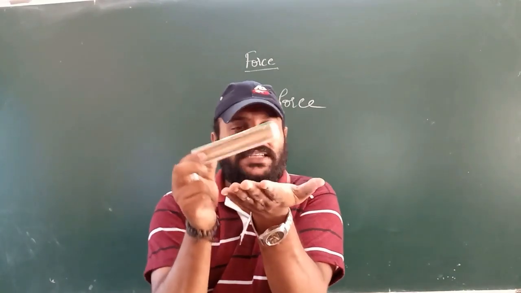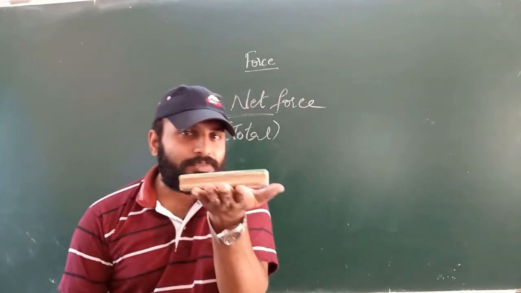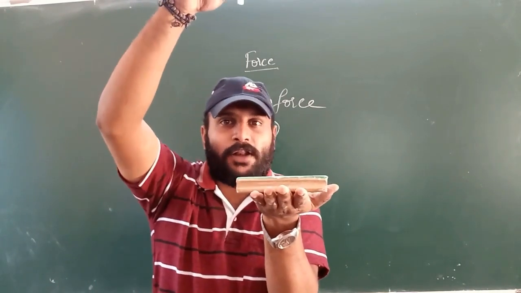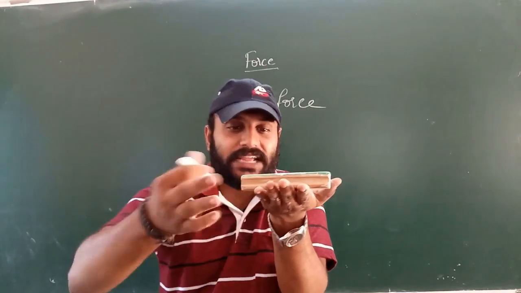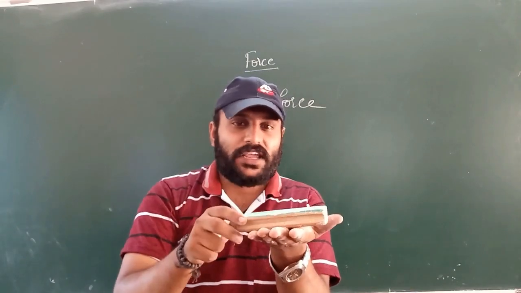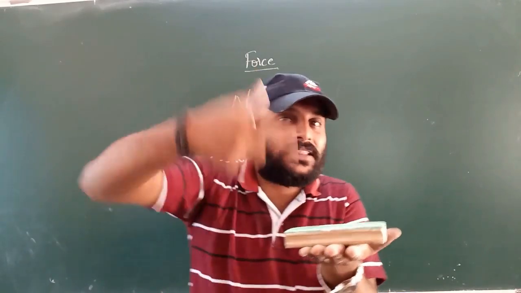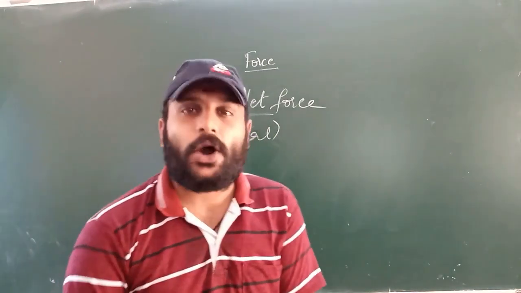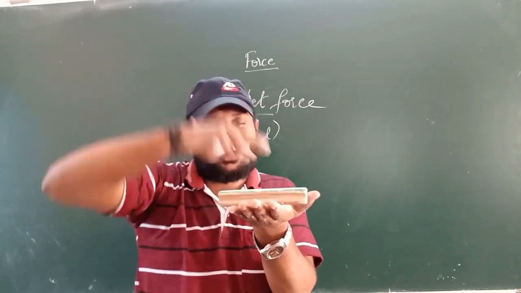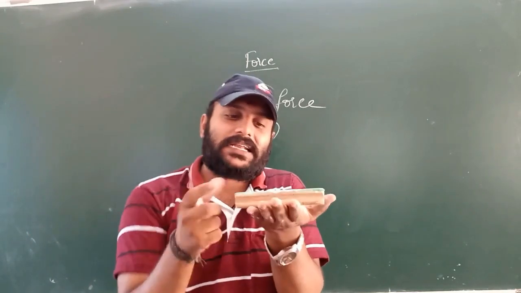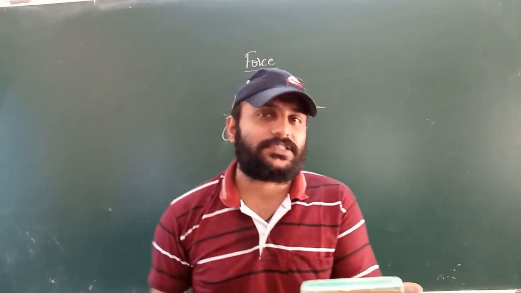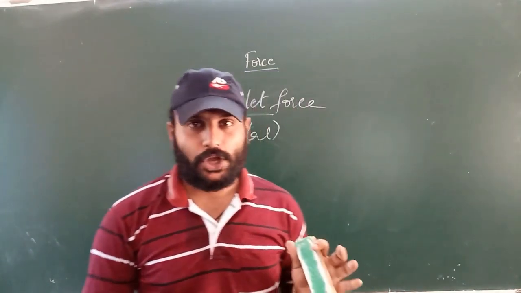So if the object is at rest, what are the forces acting on the object? One in the downward direction is the gravitational force, and one in the upward direction is what? Normal force. Since these two forces are equal and opposite, the object is at rest. If the gravitational force is more than the normal force, what will happen? The object will try to move down. Understood? Since the gravitational force and the normal force are equal and opposite, that is the reason the object is at rest.